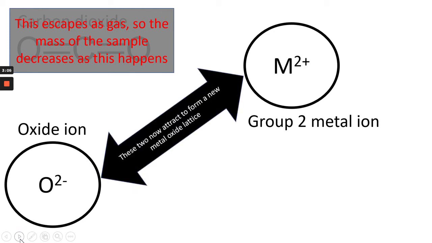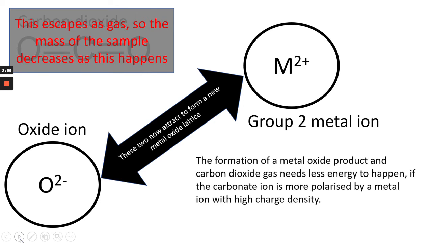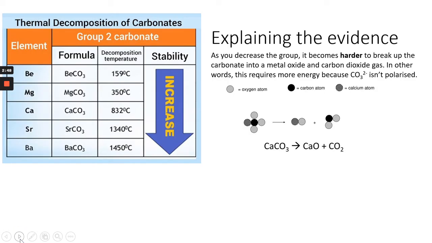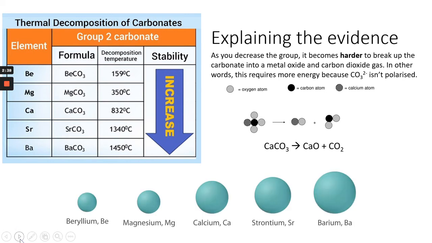What's left behind is a metal oxide, because you have an oxide ion remaining, plus the group 2 metal ion that you started with. And the formation of this product needs less energy to happen if the carbonate ion is more polarized in the first place, due to the metal ion having high charge density. So the evidence that supports this can be looked at. As you go down the group, it becomes harder to break up the carbonate into a metal oxide and carbon dioxide gas, because CO3 2- isn't being polarized as easily.